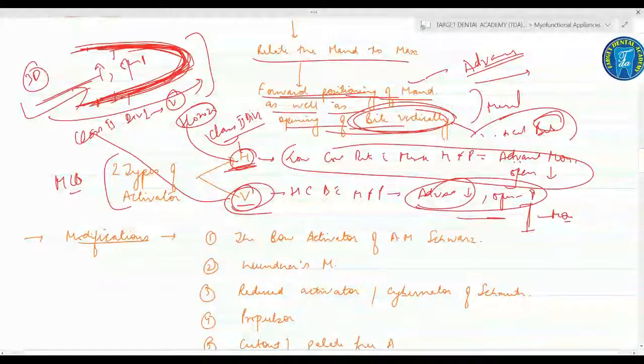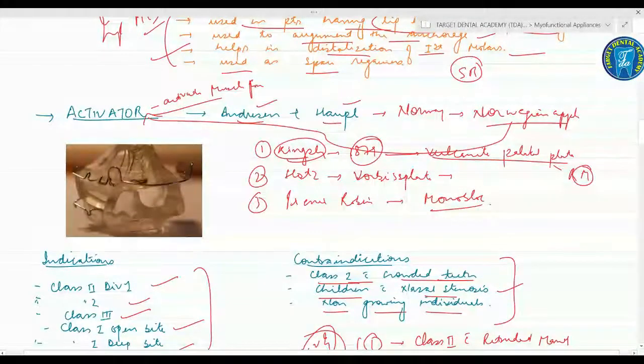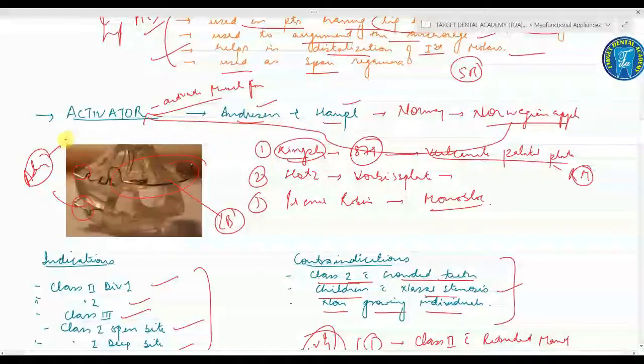Right? So the activator consists of only one wire bending, that is the labial bow. Fine. And the Adams clasp is usually incorporated for retention purpose.